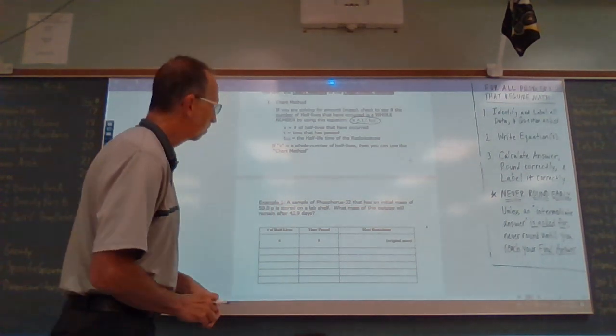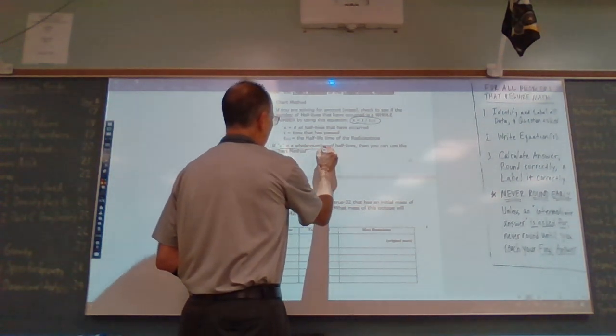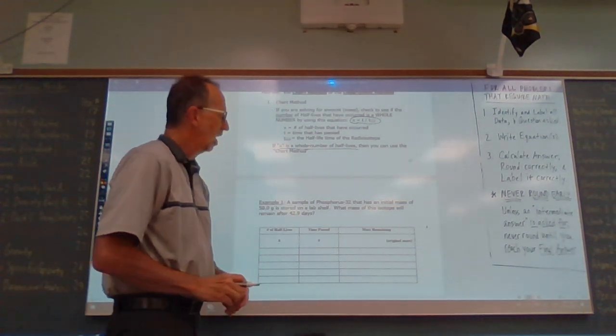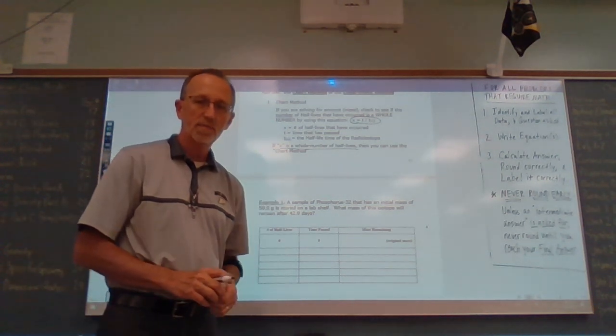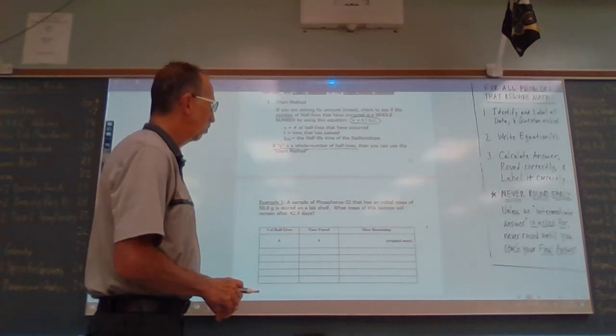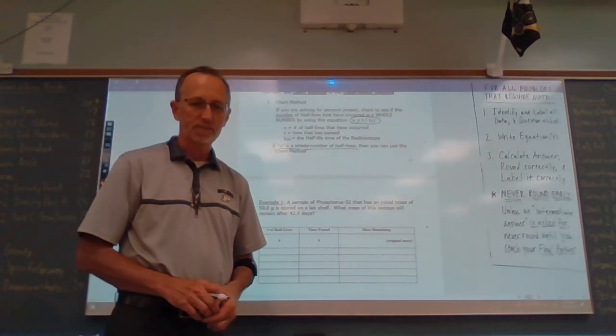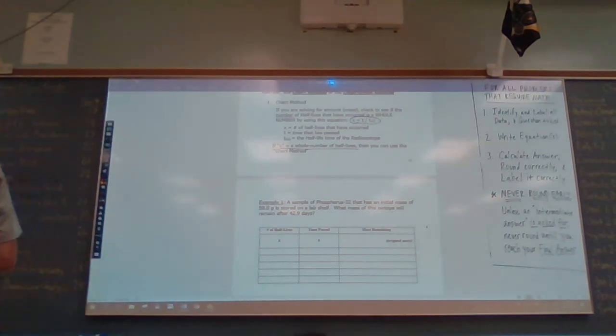which again can be found on this chart or a chart similar to this that has other radioactive isotopes on it as well. If X is a whole number of half-lives, then you can use the chart method. So if that number is a whole number, then we can use the chart method to solve it. All right, so let's take a look at that. I'll advance the page.